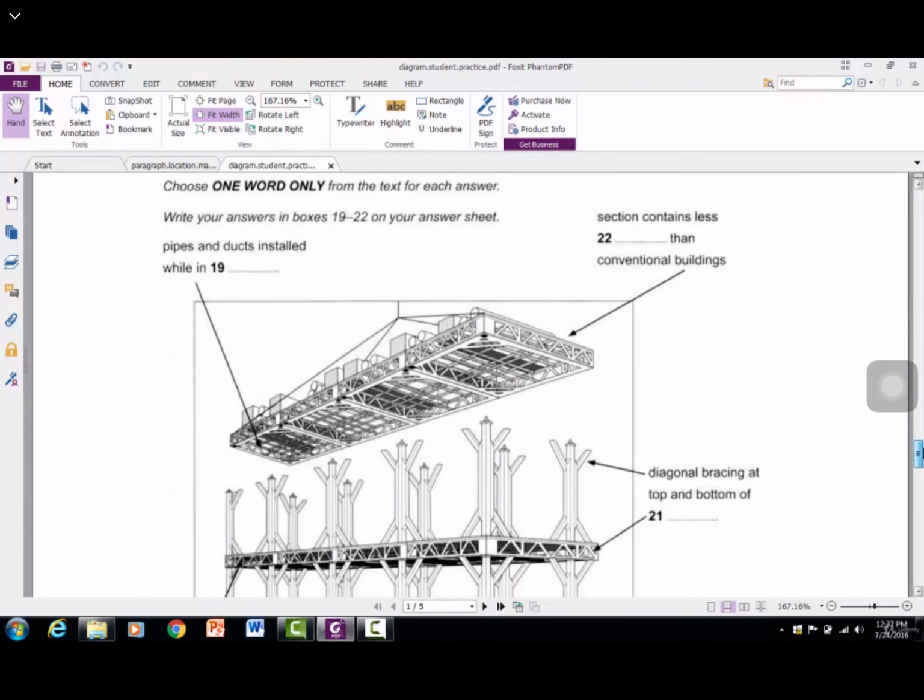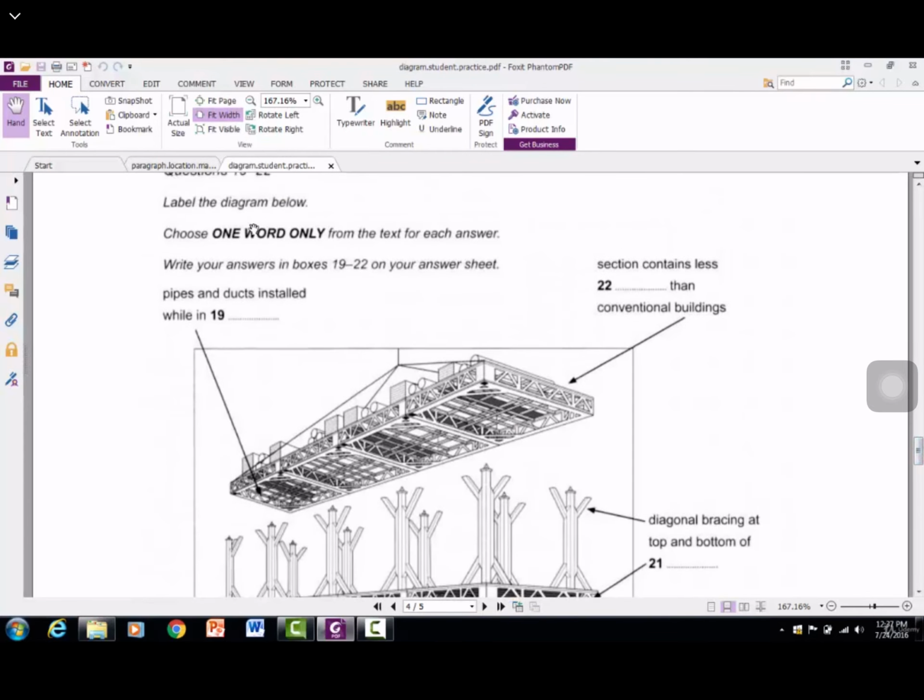All right, so here we have a diagram. It's important to look at the directions where it says choose one word only from the text for each answer. It says label the diagram below. So this is a diagram where they are building something. What might be helpful in terms of trying to find the right paragraph that the information is coming from is to look for a paragraph that discusses how something is built or something being built. That might be very helpful.